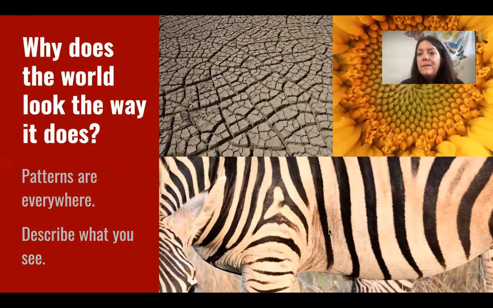Down here on the bottom, this one's a little bit easier, isn't it? The pattern we see here, this is a white big animal with black stripes. Does anyone know what this is? If you said a zebra, you would be right. All zebras have this kind of a pattern.